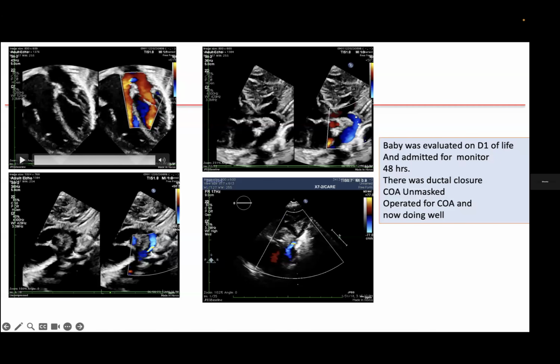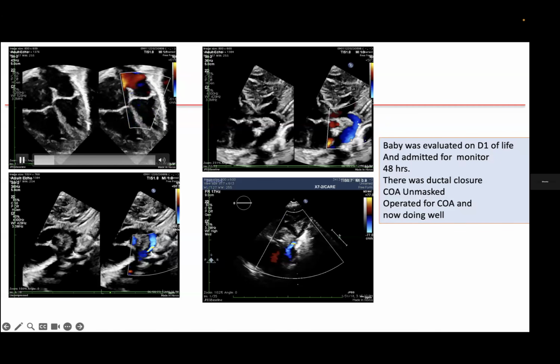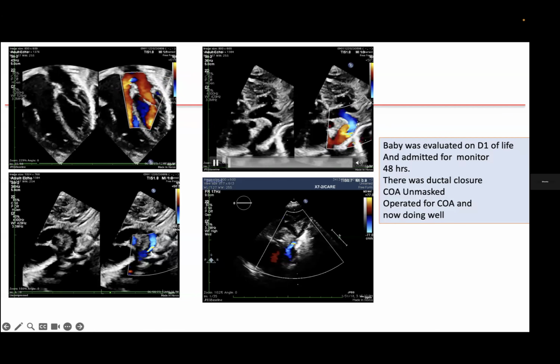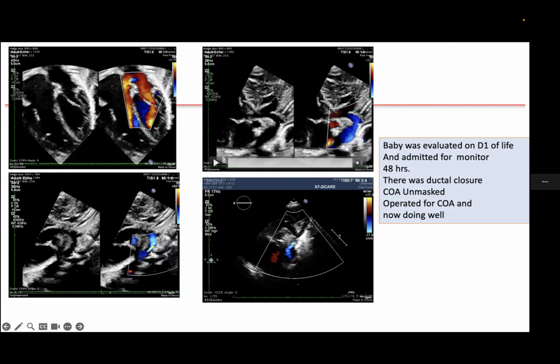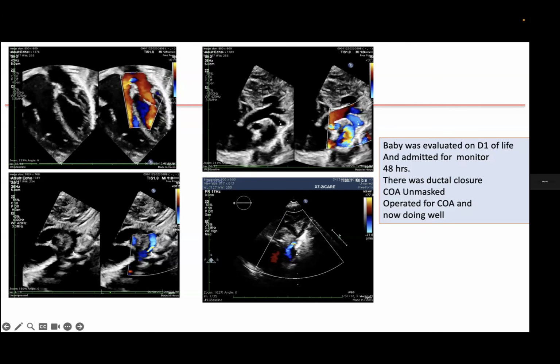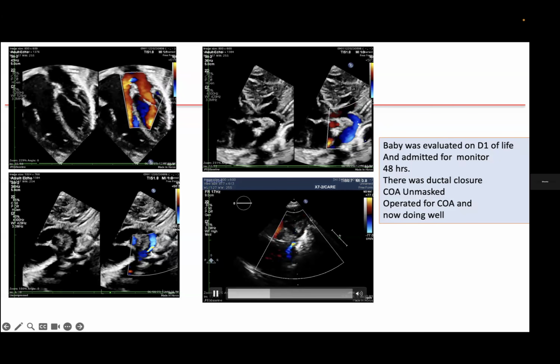As you can see, the right heart looks a little bit dilated, and when we did the arch view, there was just mild turbulence across the arch. So is coarctation there or not there? We should not dispatch this baby saying that there is no coarctation of aorta, because the presence of the ductus arteriosus can really mask the coarctation of aorta. Now let's see what happened here. Once the ductus closed, this baby got precipitated with severe coarctation of aorta.